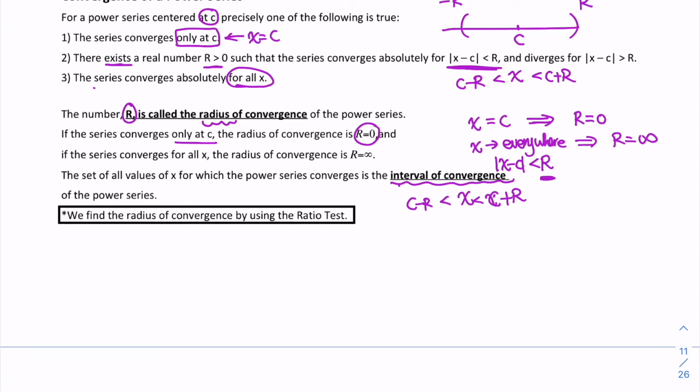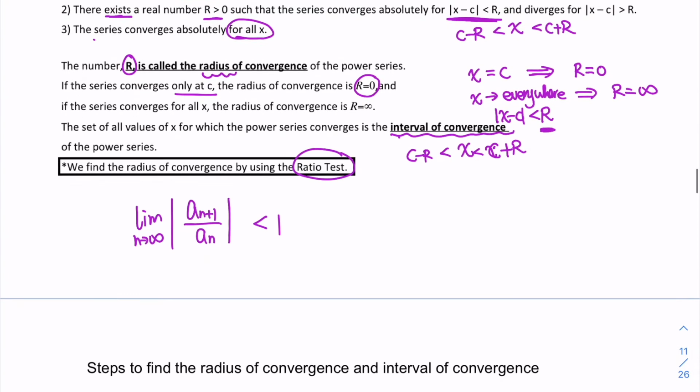How do we find the radius of convergence for a power series? We just need to use the ratio test. So we set the limit as n goes to infinity of |a_(n+1) over a_n| less than 1. And keep in mind this a_n has x involved.